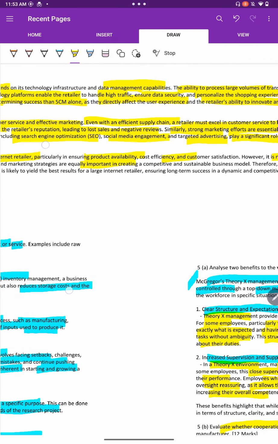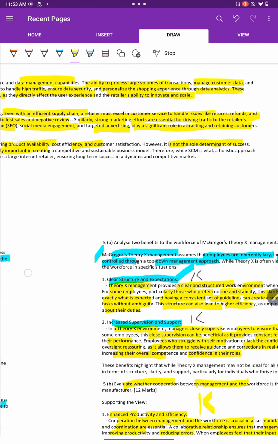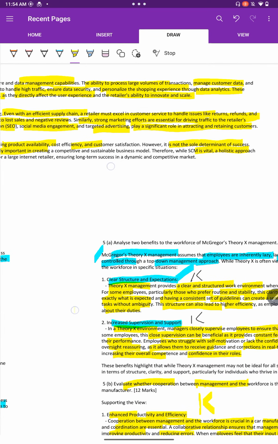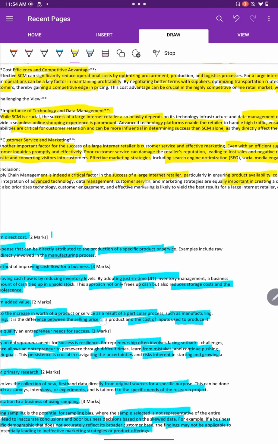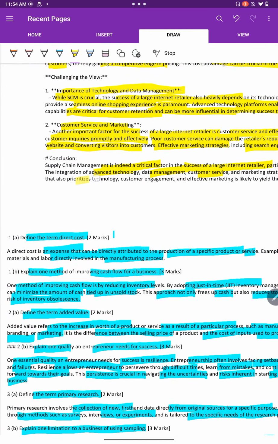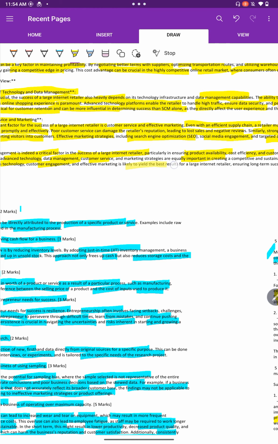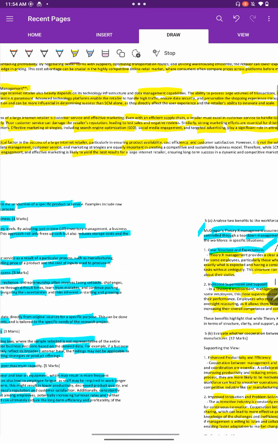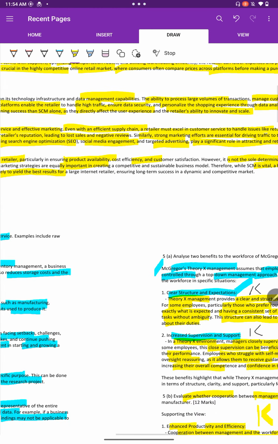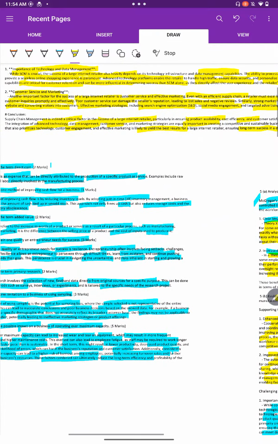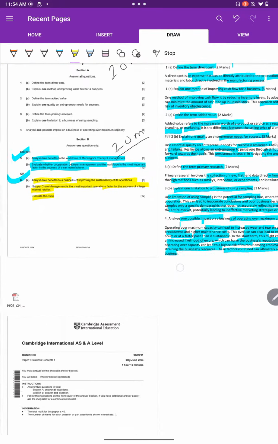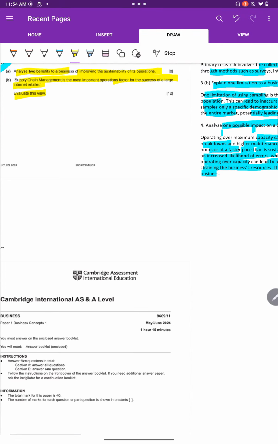sustainable business model. Therefore, while SCM is vital, a holistic approach that also prioritizes technology, customer engagement, and effective marketing is likely to yield the best results for a large internet retailer, ensuring long-term success in a dynamic and competitive market. So this is it. I have written my suggestion also. So we have done with the paper one, and now we are going to see the other paper.